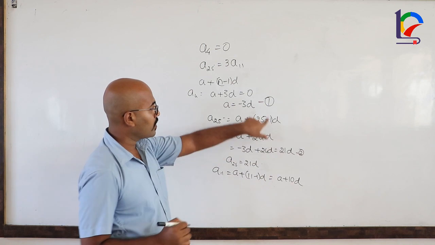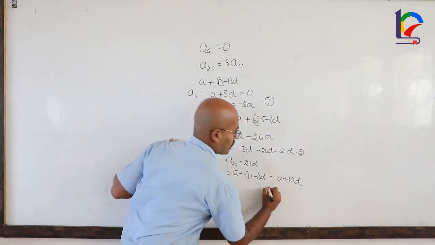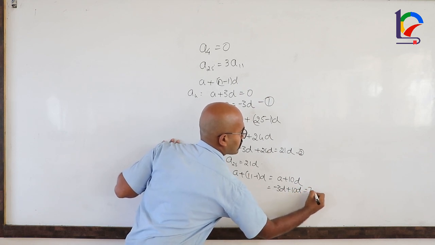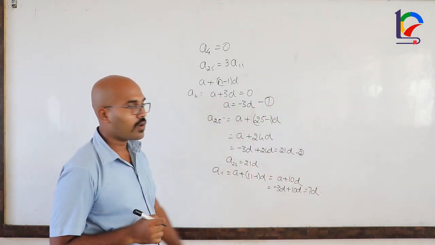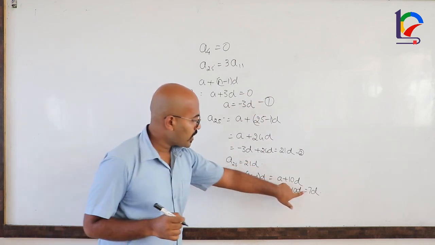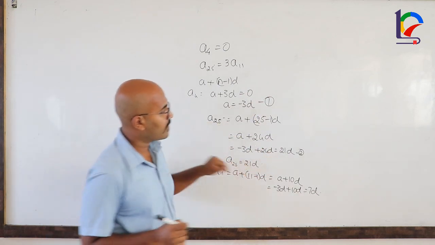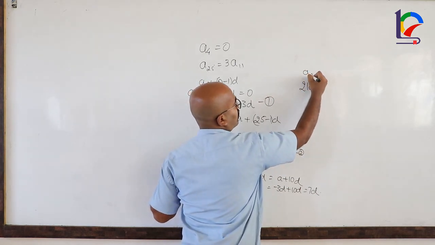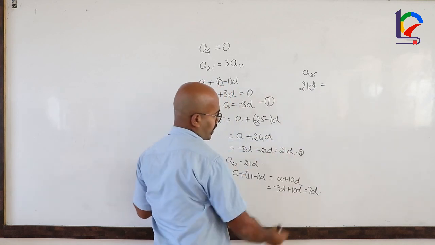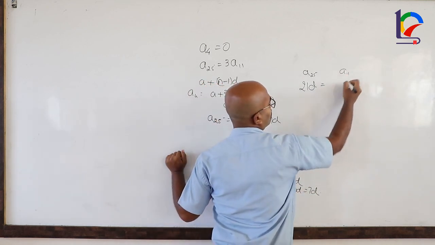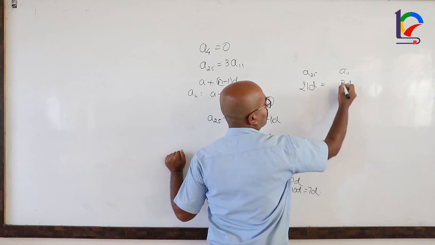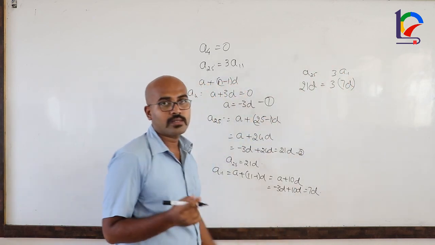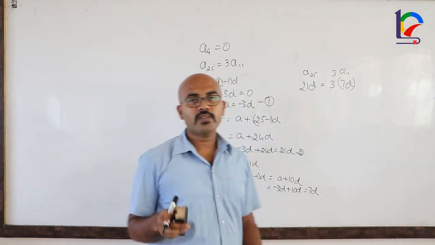What is the value of A? From equation 1 it is minus 3D. So minus 3D plus 10D, that is 7D. So obviously we can see that the 25th term is 21D and the 11th term is 7D. So obviously it is 3 times. Hence proved.